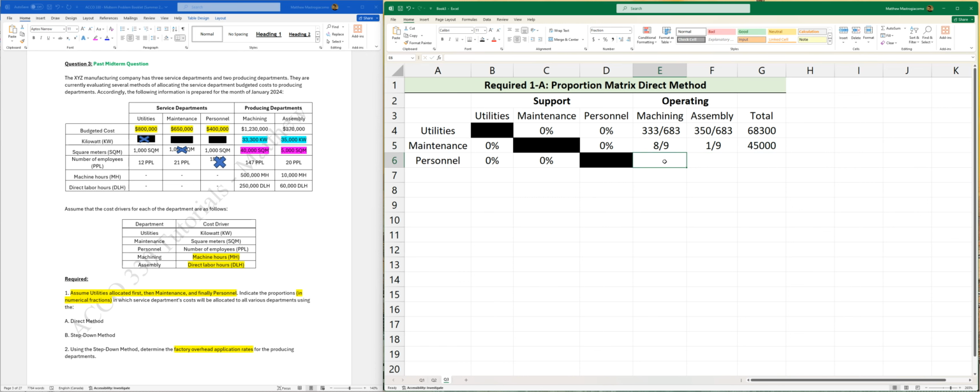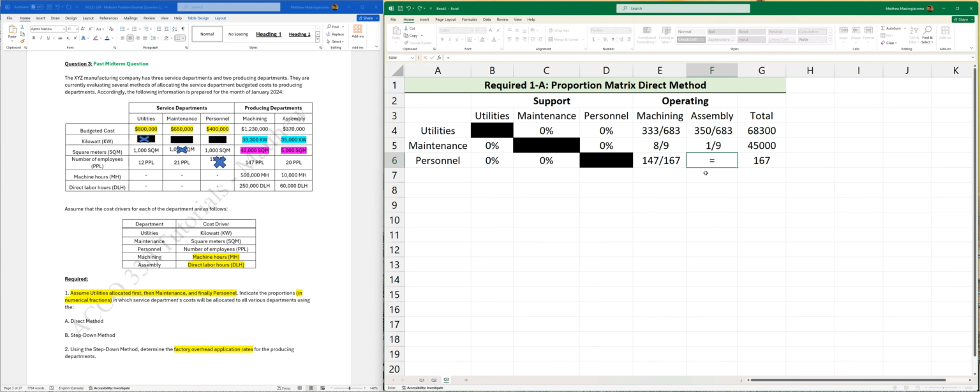There we go. Next, for personnel. Personnel, remember, we ignore the relationship between support departments. So even though there are some allocations here between the support departments, I'm only taking into account the number of people that directly help the operating departments because I'm doing the direct method. So the direct method ignores the relationship between support departments. Our total allocation is 147 for machining, plus 20 people for assembly, so 167. Now we do 147 divided by 167.